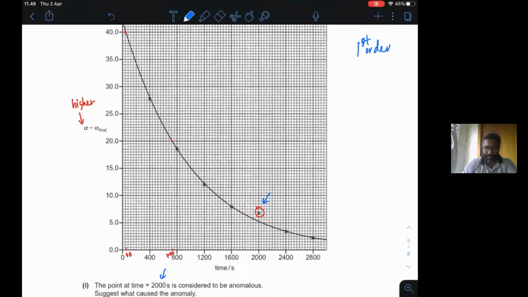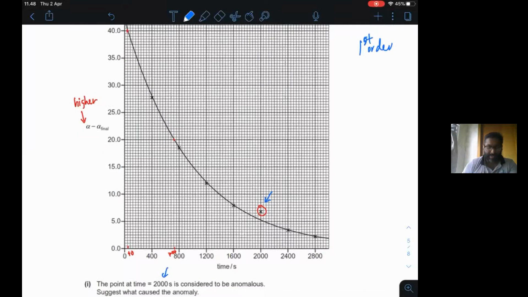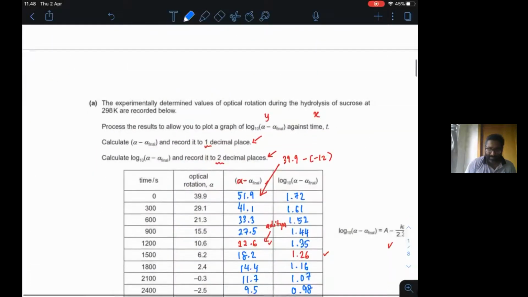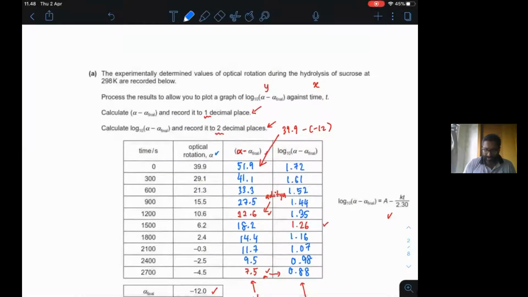What do you think might cause the anomalous result? Wrong reading. Actually, the answer key is very specific. You know that this is going to be the optical rotation. Okay, this is the optical rotation, and you can see the optical rotation.